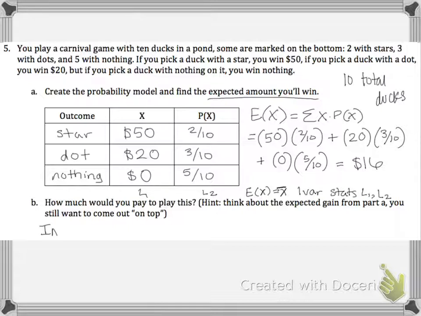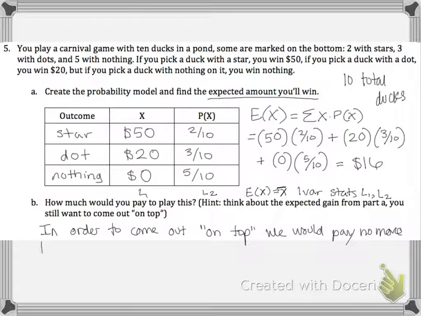So in order to come out on top, we would pay no more than, and then we literally are doing this math so that we have 1 cent left in the positive direction. So I take the expected value and I reduce it by 1 cent. So if I say in order to come out on top, I'd pay no more than $15.99, then every time I'd come out on top by 1 cent. And that's why this is considered an expected gain.